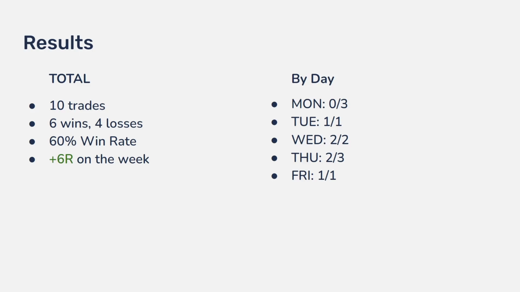And if you want to look at it day by day, Monday I had no wins out of 3 trades. Tuesday I went 1 for 1. Wednesday I went 2 for 2. Thursday 2 for 3. And Friday 1 for 1.